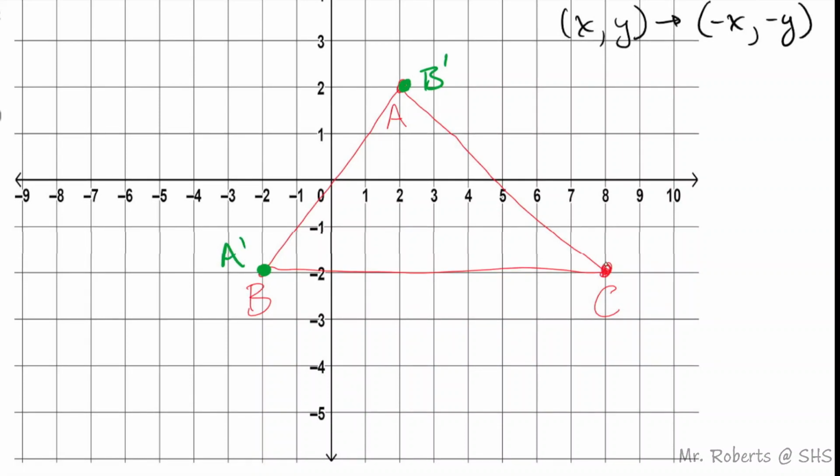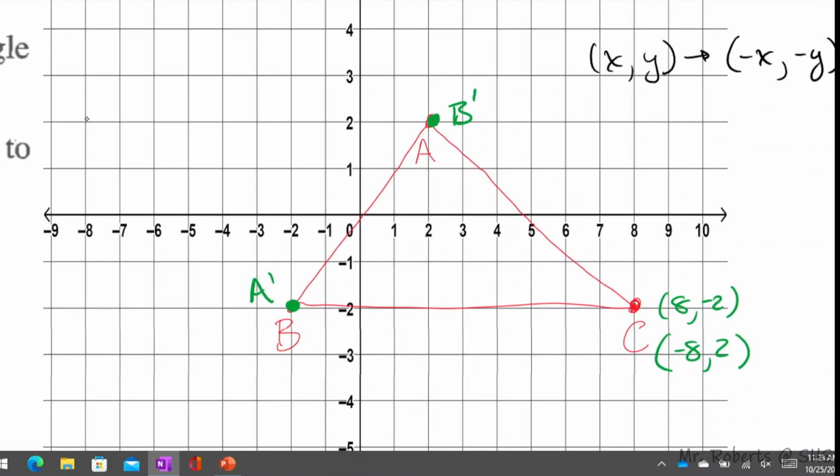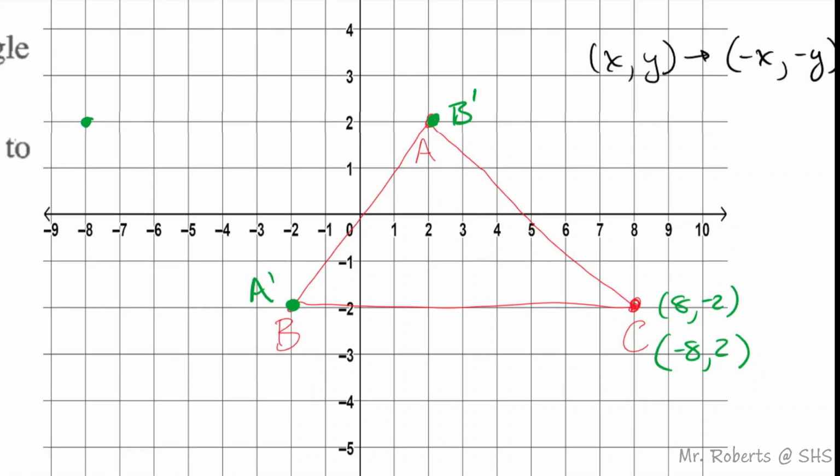The last point that I have is C, and C is at (8, -2). According to this rule, it's going to go to (-8, +2). Okay, wow, that's going to become C prime. So C prime is going to be here.